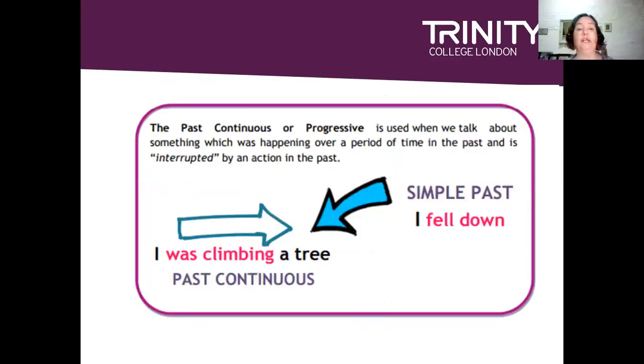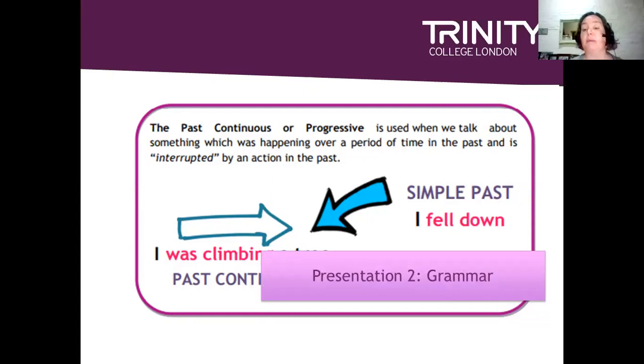So for example, here, we are presenting the past continuous, all right? And of course, again, embedded in the context that we were mentioning. So I was climbing a tree when I fell down. So we give examples. This is the presentation of grammar, all right?